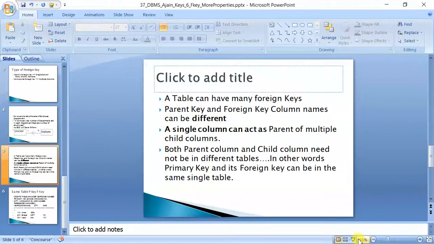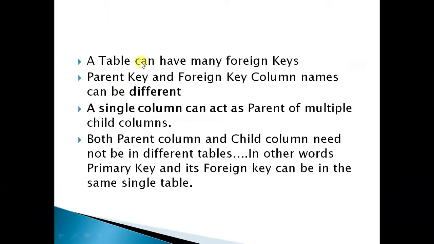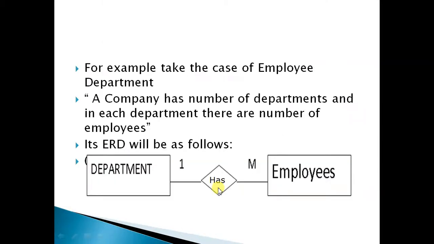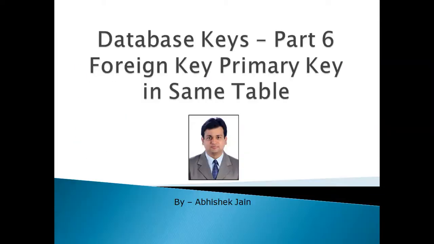So now I think these properties are clear to you: a table can have many foreign keys. Parent key and foreign key column names can be different. A single column can act as the parent of multiple child columns. Both parent and child columns need not be in different tables. These are certain properties of foreign key.